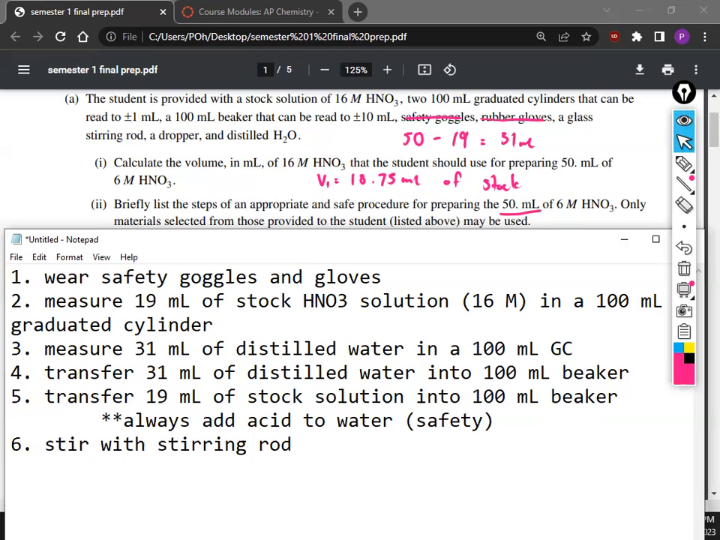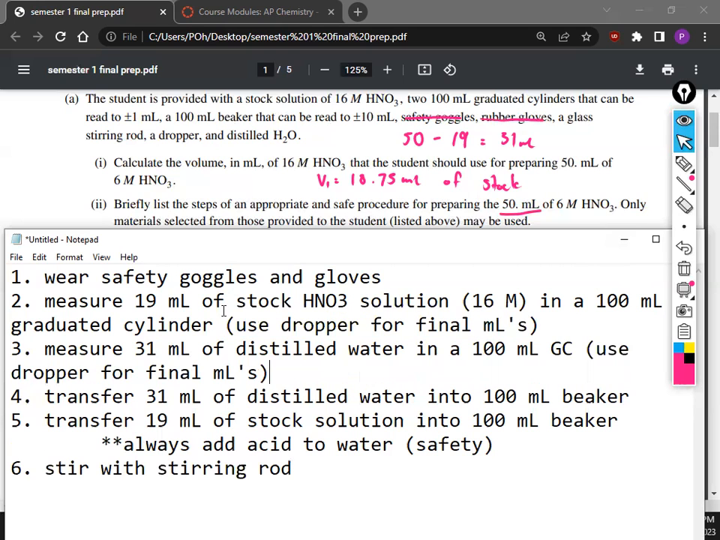We didn't talk about the dropper too much, so it's not that important. I'm looking at the answer key right now, and they don't talk about the dropper either. So if you want to talk about the dropper, you can, but you don't have to. You have to have all 6 of these steps in there. The dropper would go when you're transferring it into the graduated cylinder: use dropper for final milliliters. It's interesting it's not on the answer key, but okay, so those are the procedures.